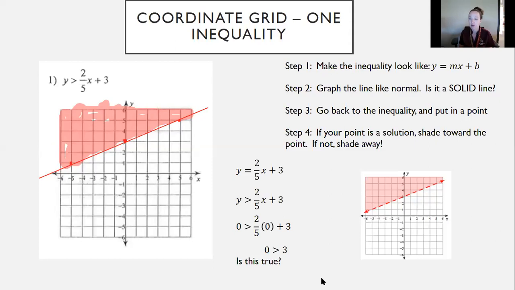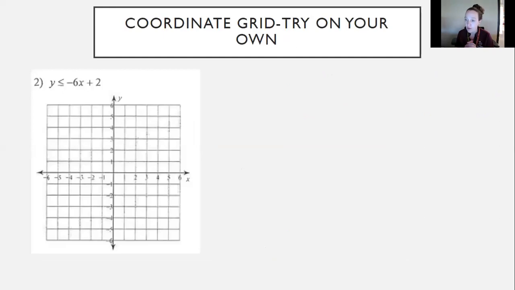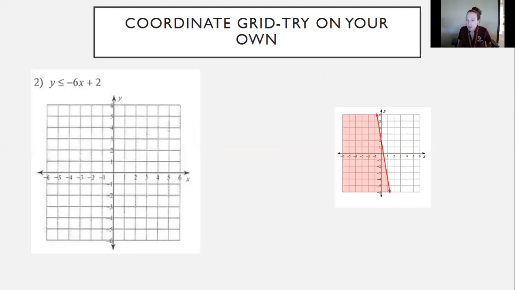Okay. I'm going to clear all of these off. And guess what? It's time for you to try one. So stop the video here and see if you can do number 2 on your own. Welcome back. Hopefully you tried that one on your own. And this is what the solution looks like. You have the line y equals negative 6x plus 2. It's a solid line, and you were to shade everything to the left of that line. Okay. Again, if you didn't get that answer, come to class with that question, and we will work that.